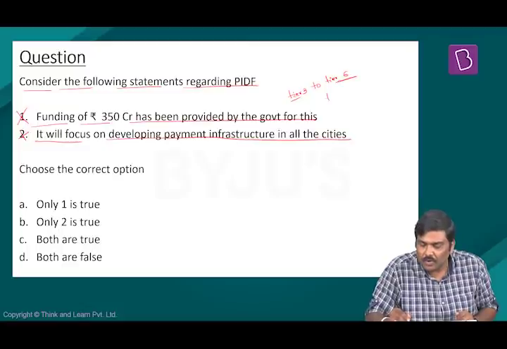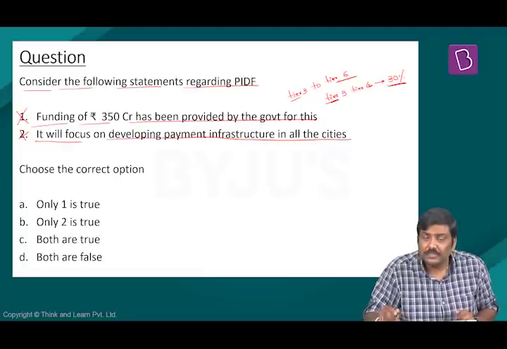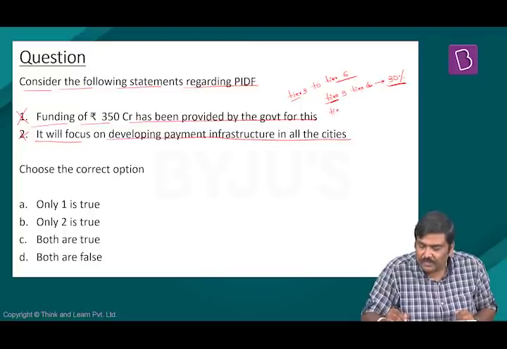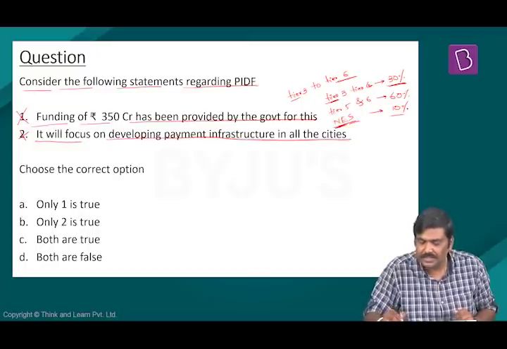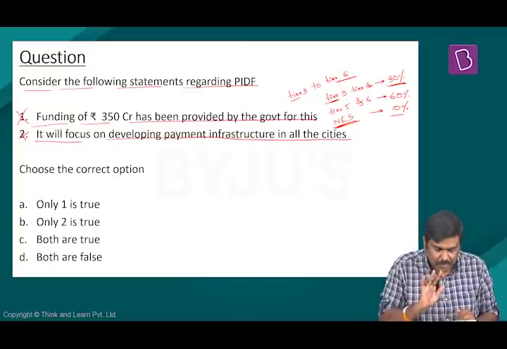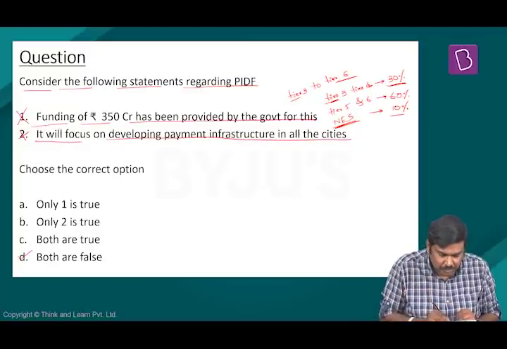Specifically, out of all of this, those cities which are classified as Tier 3 and Tier 4 will be getting 30% of these devices. Tier 5 and 6 will be getting 60% of these devices, and 10% will be for northeastern states. So the second statement and the first statement both are wrong. The right option is option D, both are false.